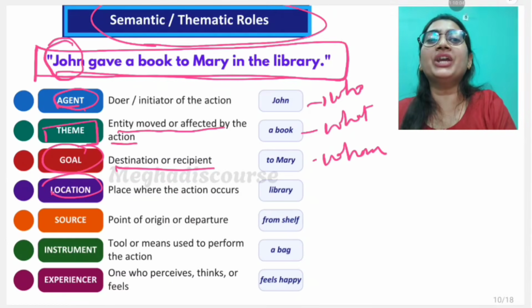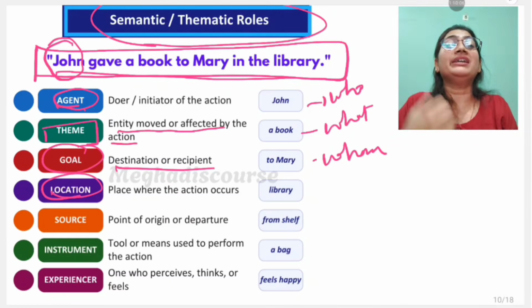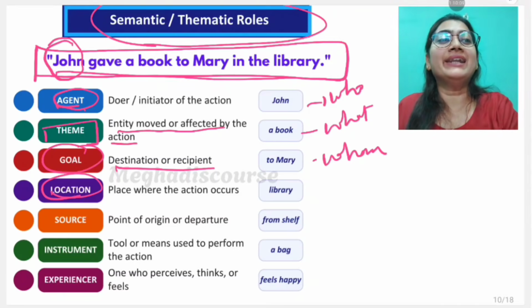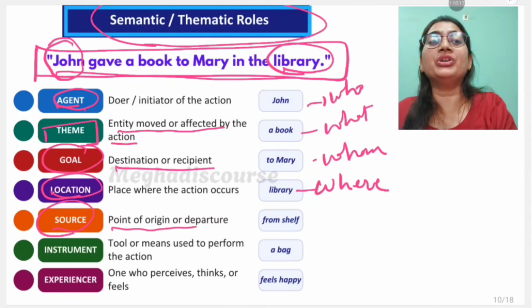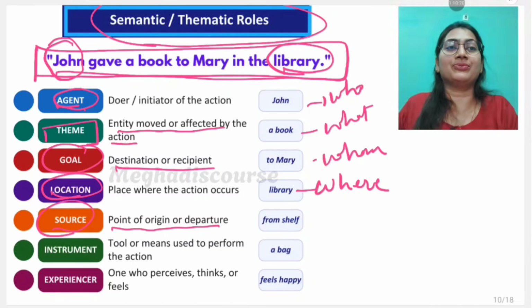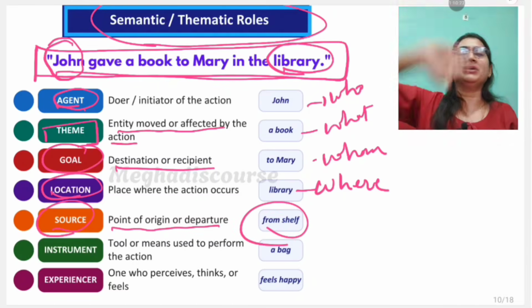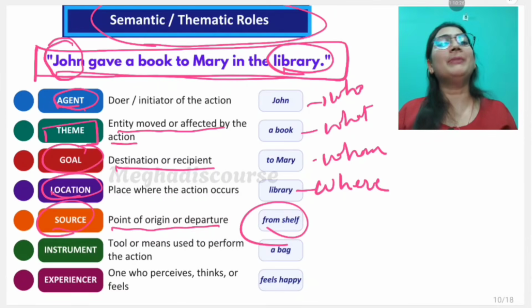Okay. Now what is the location? Where has he given this book? In the library. So this is your where, location. Source kya hai? What is the source behind that? That is the point of origin or departure from self. From himself, he just picked a book and then he has given it to Mary.